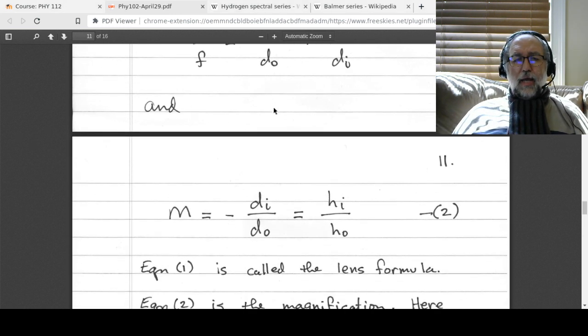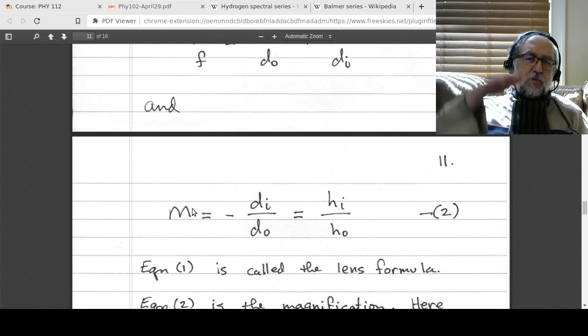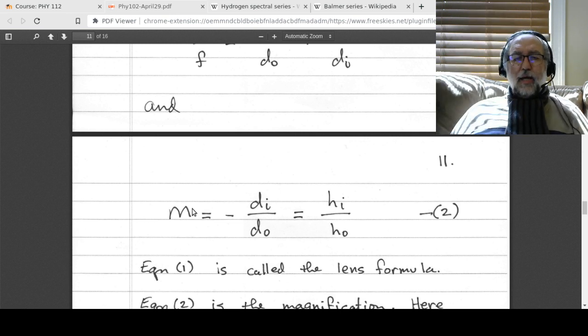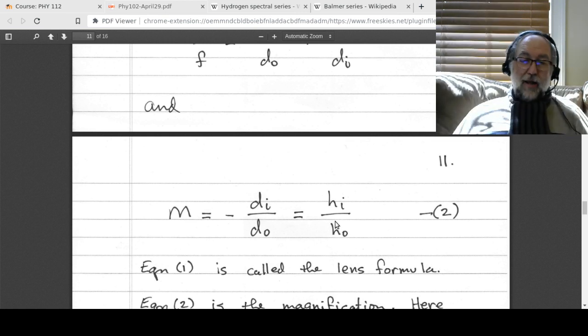And here's equation number 2. It's basically a definition. It's a definition of M, magnification. I didn't write that in here, but maybe I should have. M is called the magnification. And the magnification, what is that? It's like how much bigger is the image than the object, basically HI over HO, if you want to think of it that way.